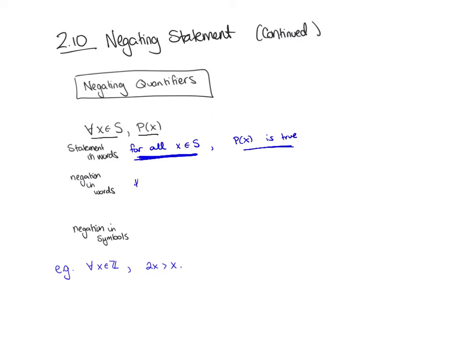So I would say there exists some element where that statement is false. So when I negate that for all, I end up with that there exists. The for all becomes that there exists, and then I negate the p of x. So I get not p of x, or p of x is false.